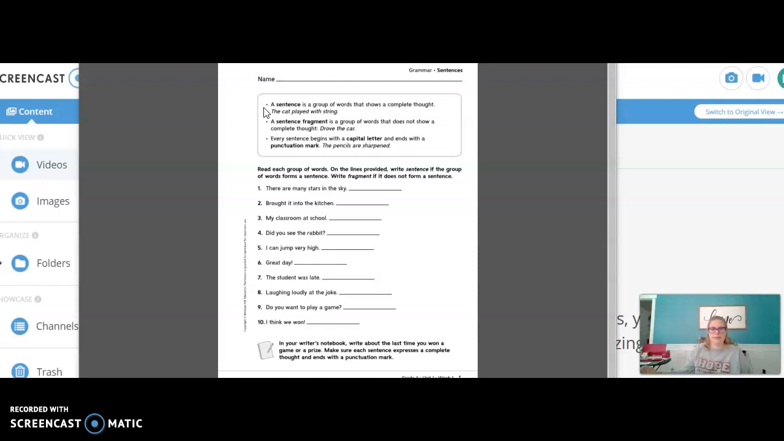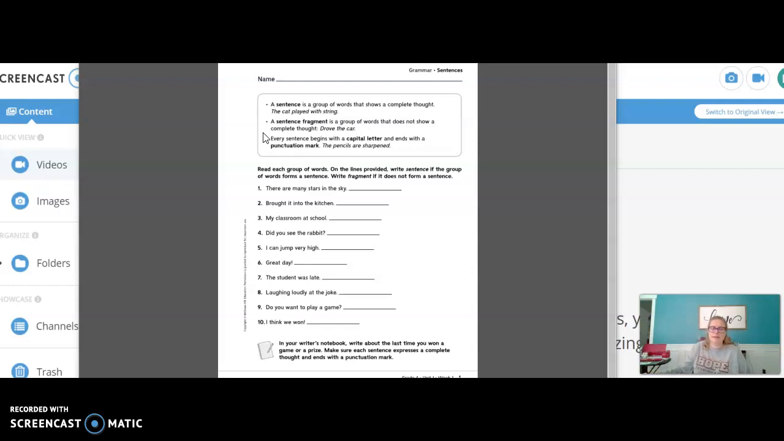That's a sentence. A sentence fragment is a group of words that doesn't show a complete thought. Drove the car. Now think to yourself, if I said that, do you know exactly what I'm talking about? Do you know who or what is driving the car? No, all you know is there's a car going down the road.